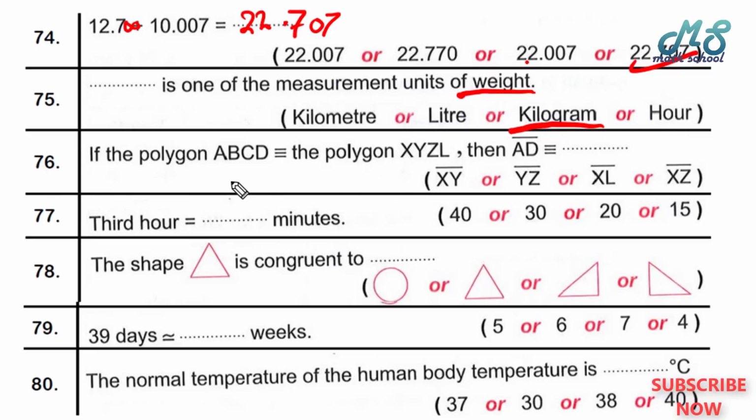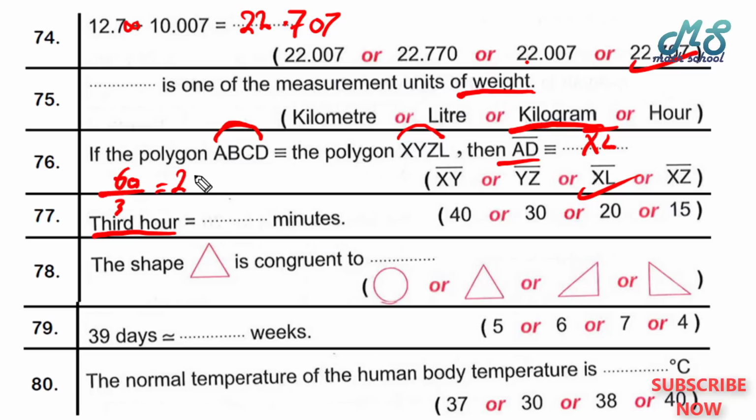Number 76: if the polygon ABCD is congruent to polygon XYZL. This is repeated. He took AD, congruent to what? AD is the first and last letter, so take the first and last letter. So XL is congruent to XL. So the correct answer is XL. Number 77: he says third hour. Third hour means 60 divided by 3.